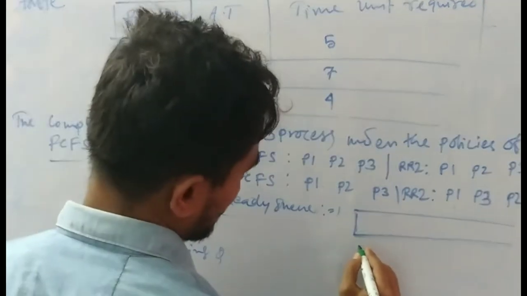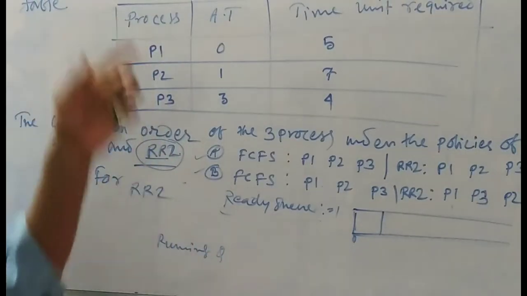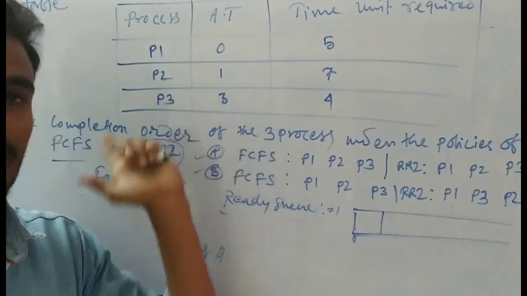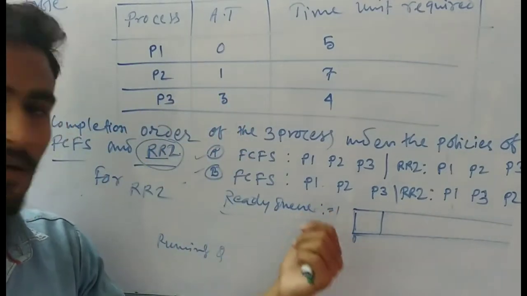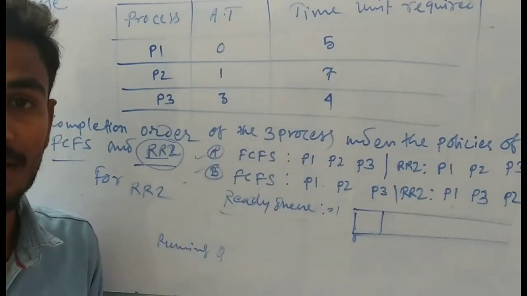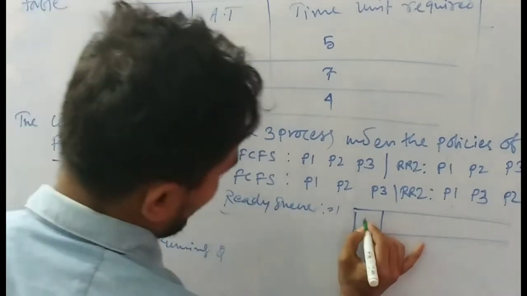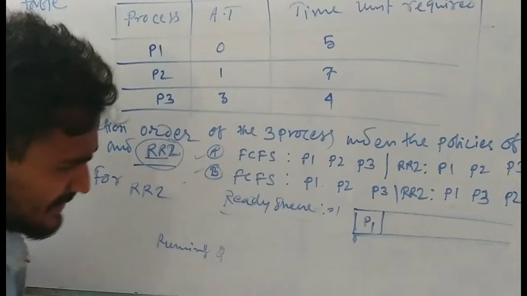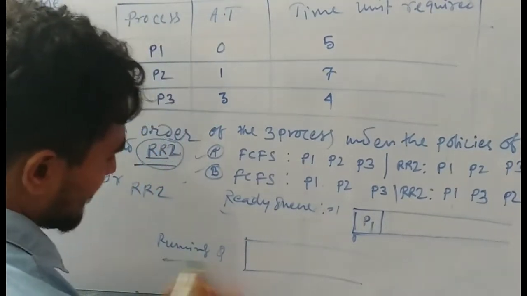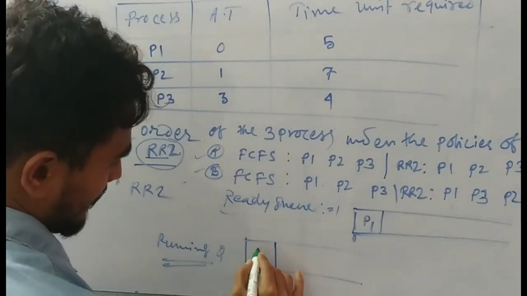At time 0, which processes are actually present or ready to perform in the ready queue? So P1. That's why I just write P1. Then my running queue, the Gantt chart: 0, P1.